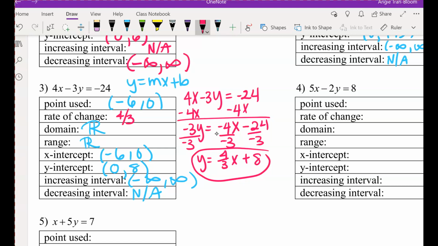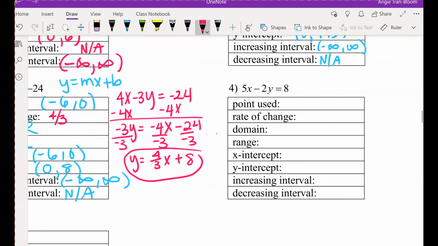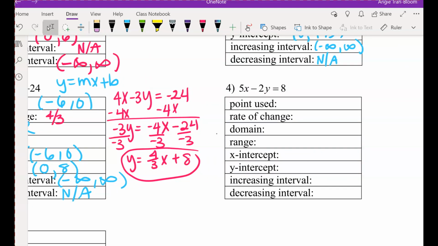Okay, number 4. Let's fill out all the stuff we can fill. Ready? Let's start with the point we use. What point do you want to write? You have 2 choices. Okay, x-intercept, that means y is 0, so something comma 0. 1 and 3/5. Thank you. What's the domain? All real numbers. What's the range? Also all real numbers. We found the x-intercept at 1 and 3/5, comma 0. We also found the y-intercept, 0, comma what from the previous page? Negative 4. Thank you.